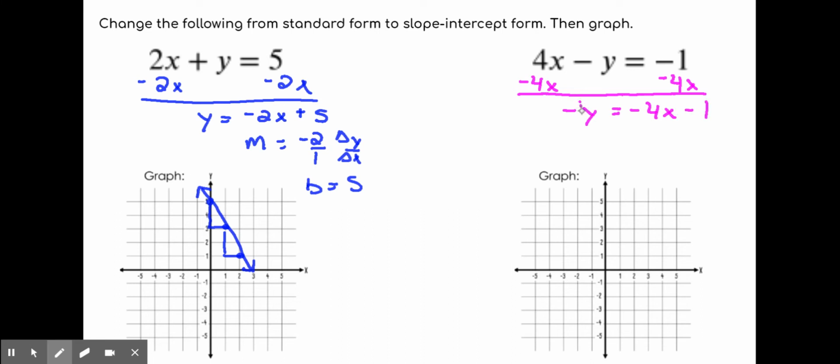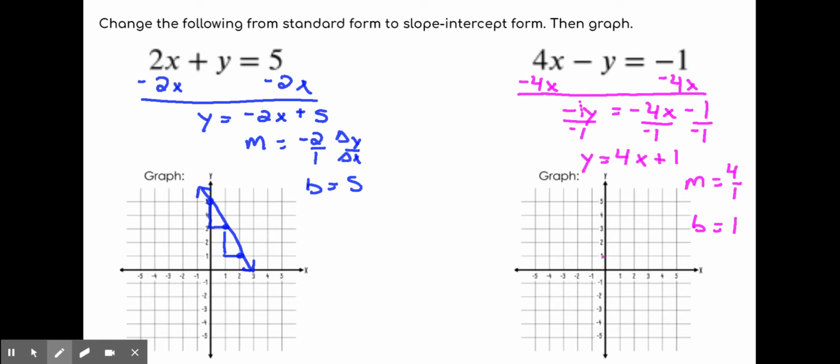This is a -1 times y, so I'm going to divide both sides by -1, and that means I have to divide every single term by -1. So I end up with y equals -4 over -1 is a positive 4x, -1 over -1 is plus 1. So y equals 4x plus 1. So my slope is 4 over 1, and my y-intercept is a positive 1.